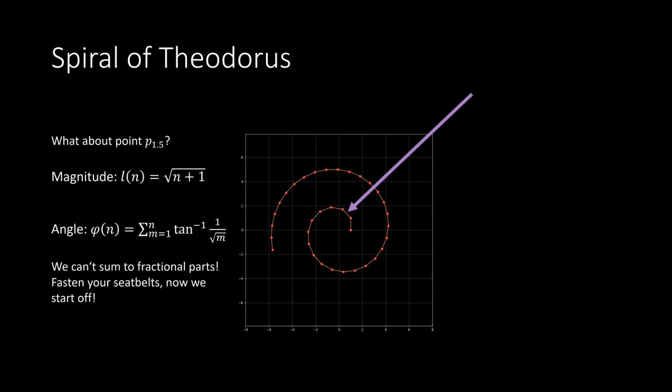But the angle, it's a totally different story, because we are summing up to n. And if n is not an integer, there is not really a definition of how to sum to n. So we have to try to reformulate this formula using identities and find a different notation that allows us to put in a number that is a non-integer, a fractional, for example 1.5. So let's fasten your mathematical seatbelts, because now we are going to start off.